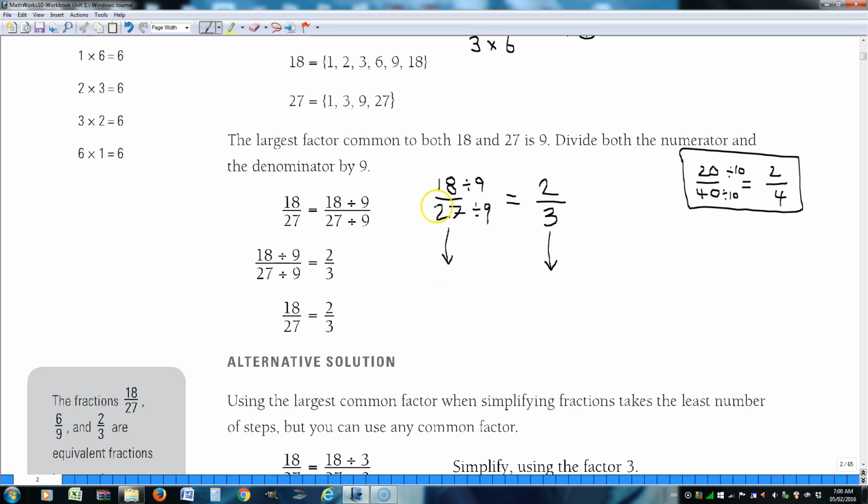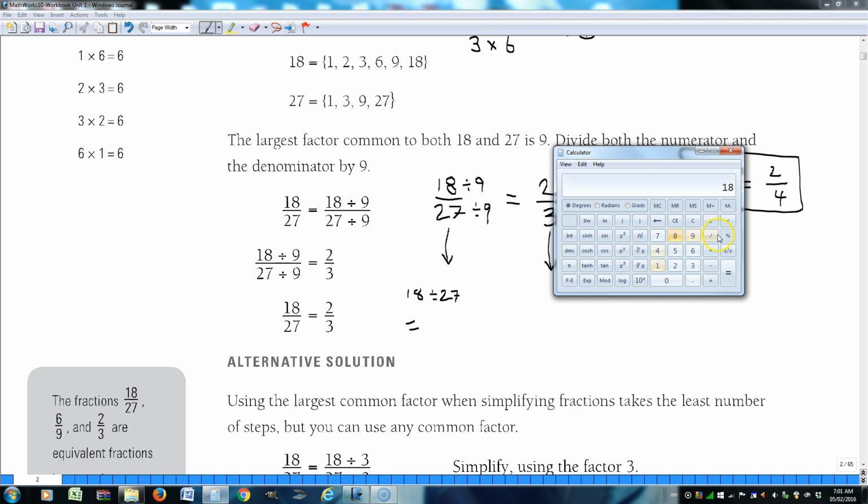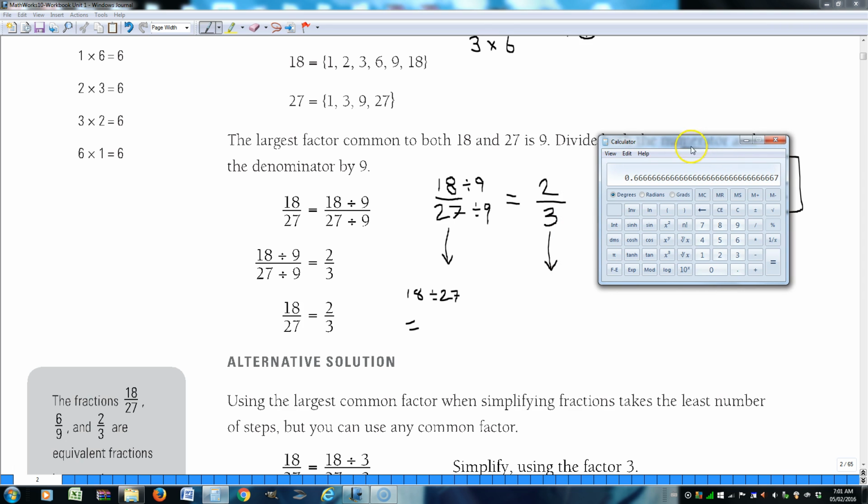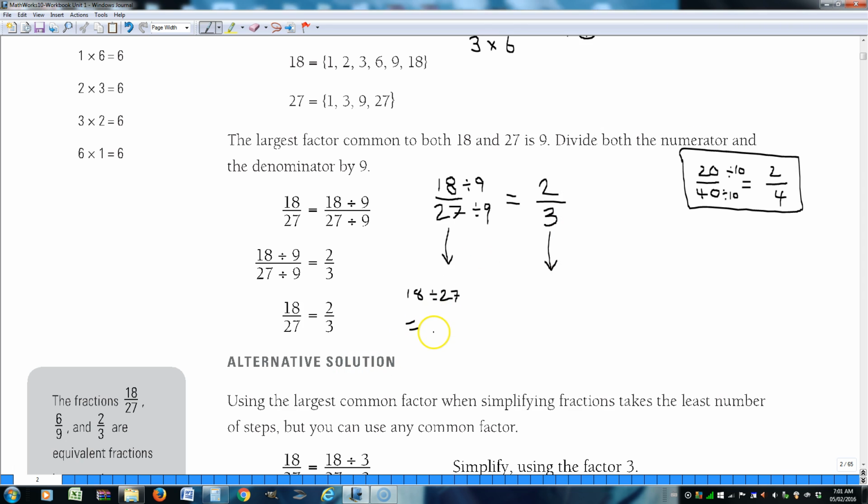So 18 over 27 can be written as 18 divided by 27, and that equals 0.666666 repeating. The 6 is going to repeat forever, so let's just put equals 0.6 repeating. Put the little bar above the 6 because the 6 is repeating.